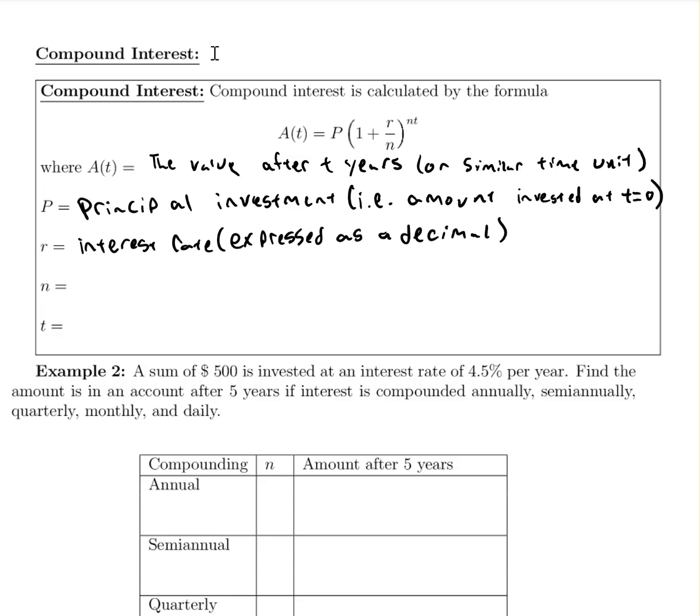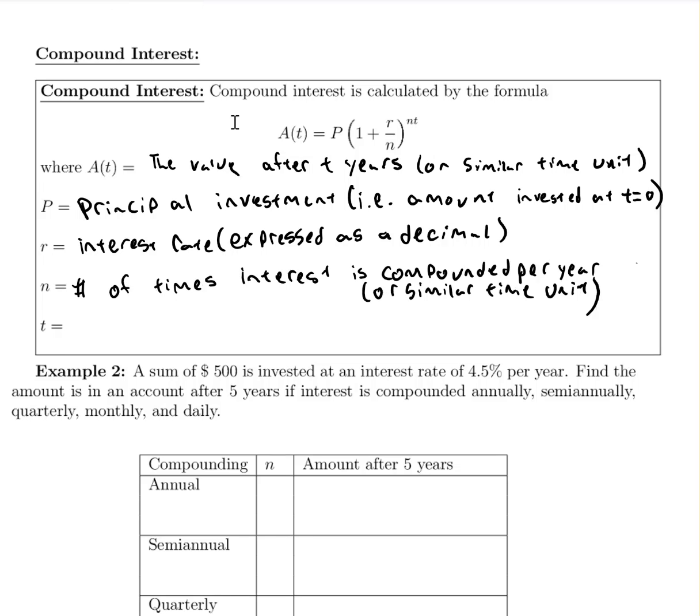r is the interest rate, but we need to make sure we are expressing it as a decimal. n in this is the number of times interest is compounded per year, or whatever time unit you are using. So it might be months, days. So you need to be consistent there. A(t), t has to be consistent with that. How many times are you compounding in 1 unit of time? And finally, t, as I've been saying this whole time, is the number of years or a similar time unit. It might make more sense to talk about months or days, especially if you start looking at problems that aren't finance related. And we can use these compound interest problems to figure out questions like here.